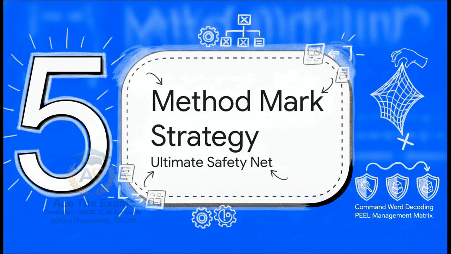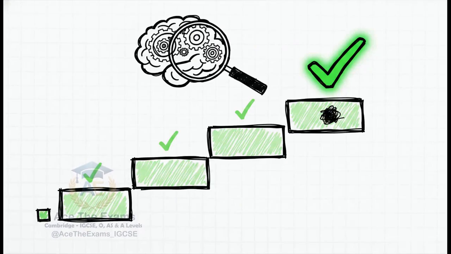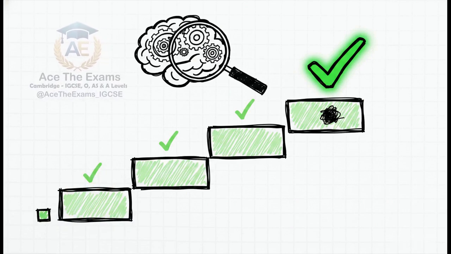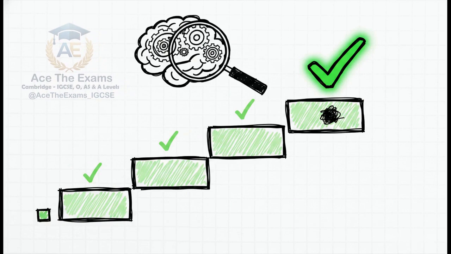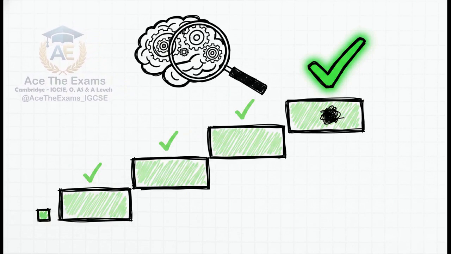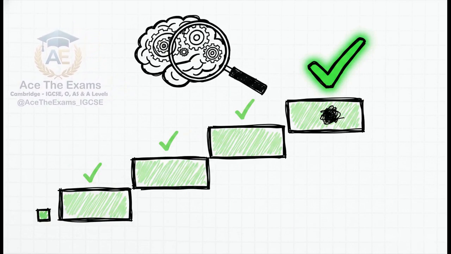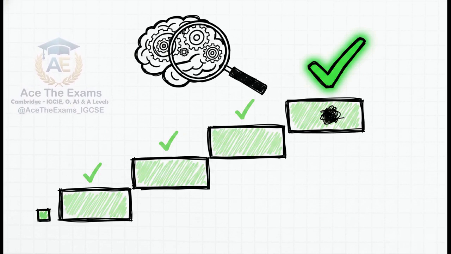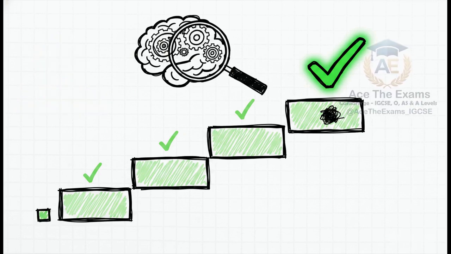Finally, Section 5, the method mark strategy. This is the third rule in our complete answering system, and it is your ultimate safety net. I need you to pay very close attention to this because this is an urgent examiner alert. Show you're working. Method marks can and absolutely will save you when things go wrong. I literally cannot emphasize this golden rule enough. We call this the time management matrix. Do not ever skip steps on your paper.